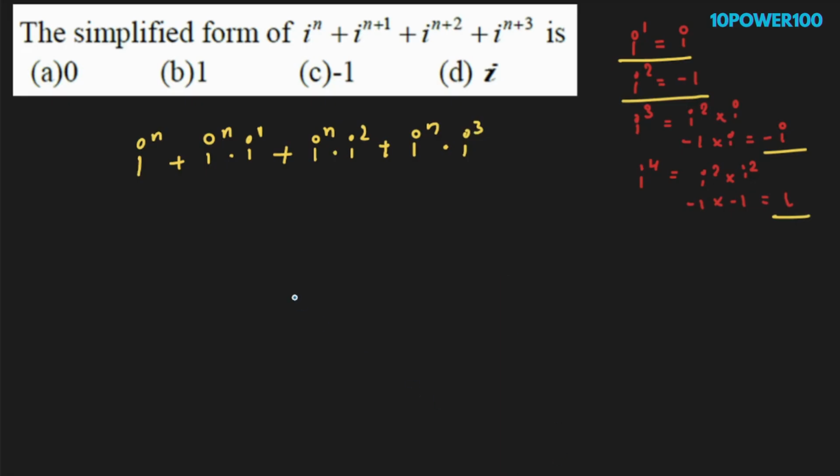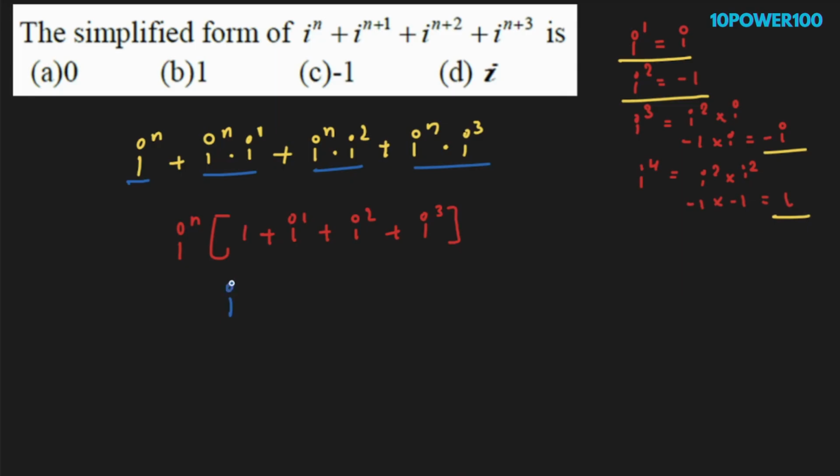Now, in all of this, there are 4 terms, right? 1, 2, 3, and 4. In those 4 terms, we have i power n common. We'll take that i power n. So what is left out? In the first place, 1 is left out. Plus, in the second place, we have i power 1. Plus, in the third place, we have i power 2. Plus, in the fourth place, we have i power 3.